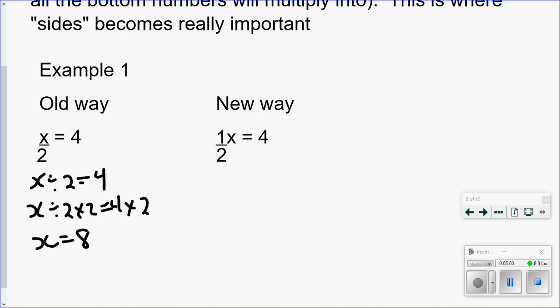And that's what we're used to. That's what we're comfortable with. What I would like you to do is treat it as though it's a giant thing. Our denominator is 2. So we're going to multiply the entire equation by 2, right? We're taking our denominator and we're multiplying everything by the denominator.